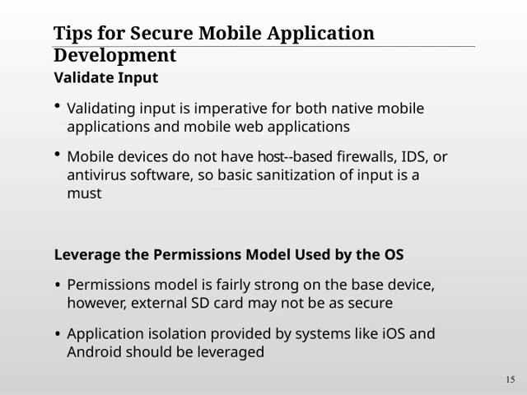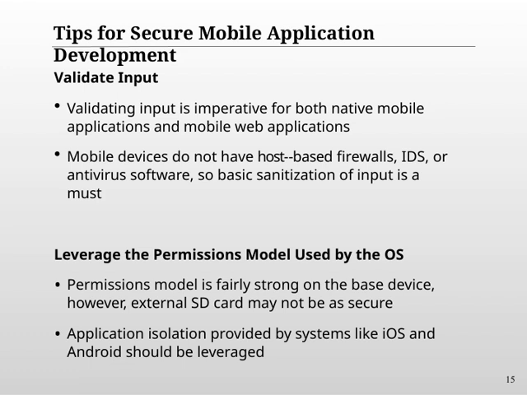Let's talk about some important tips for developing secure mobile applications. First up is validating input. This is crucial for both native apps and mobile web applications. Since mobile devices lack traditional security measures like host-based firewalls, intrusion detection systems, or antivirus software, we need to be extra cautious. Basic sanitization of input helps prevent many common vulnerabilities, such as injection attacks or data corruption.